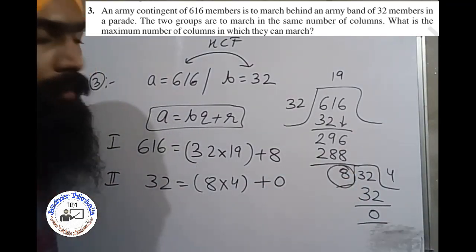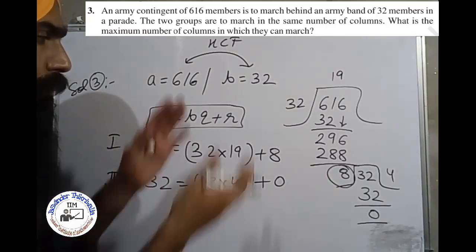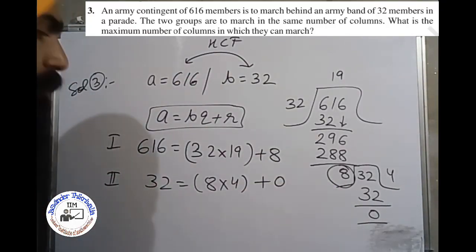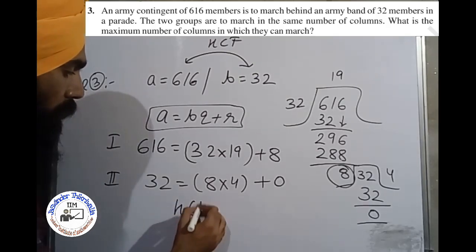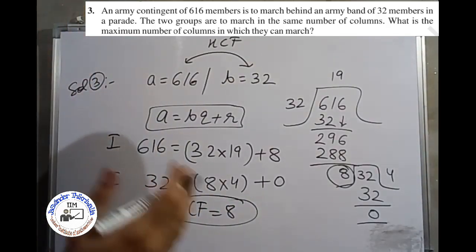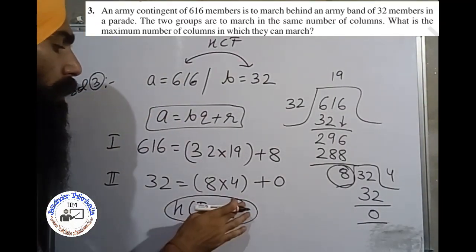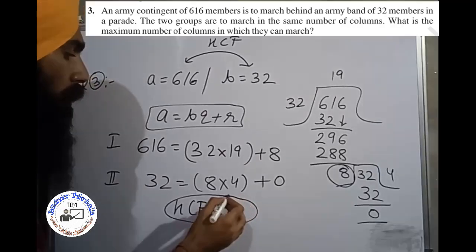The last divisor, which is 8, that is our HCF. So what is the HCF of this? The HCF of this is 8. So it means the maximum number of columns in that parade will be 8. So that was question number 3.